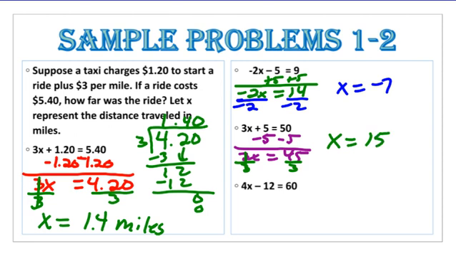And the last one here, 4x minus 12 equals 60. To get 4x by itself, I add 12 to both sides. I end up with 4x equaling 72. To get x completely by itself, divide by 4. 72 divided by 4 gives us an answer of 18.